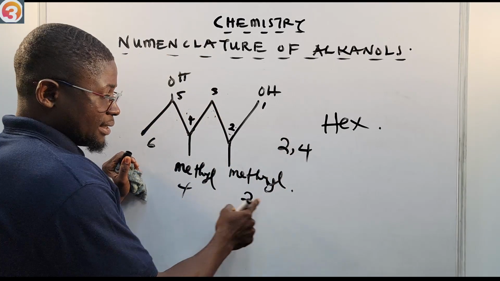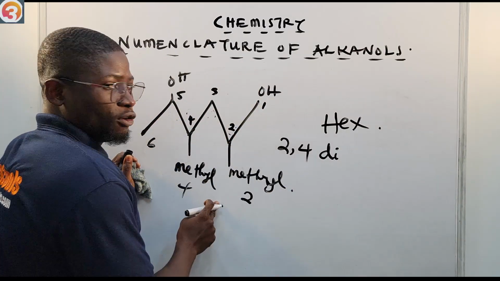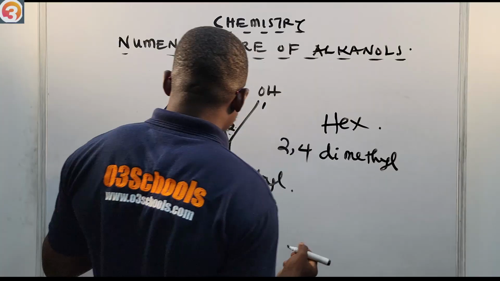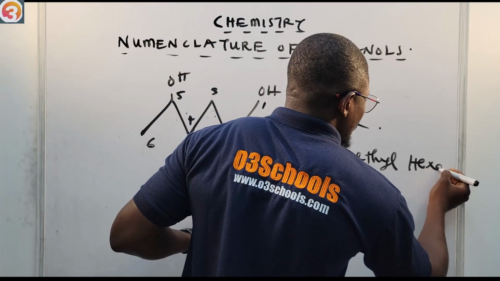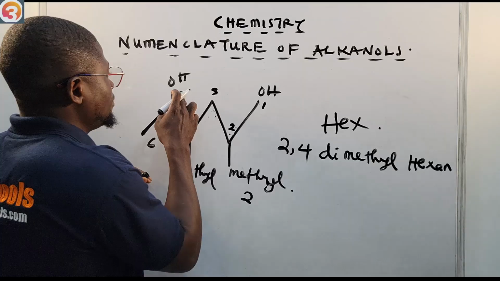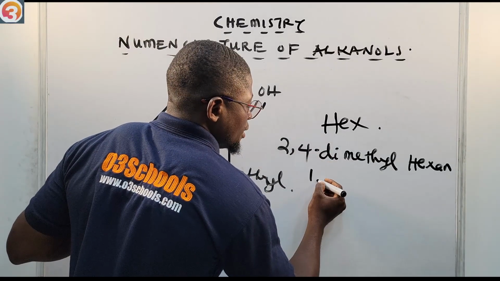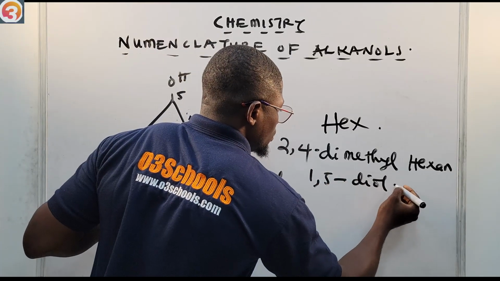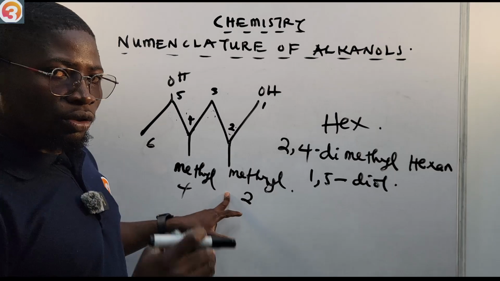All right, 2, 4. What now? Di, because there are 2 methyl groups on this structure. Dimethyl. Then I'm going to have hexane 1, 5. Then diol. Simple as ABC.